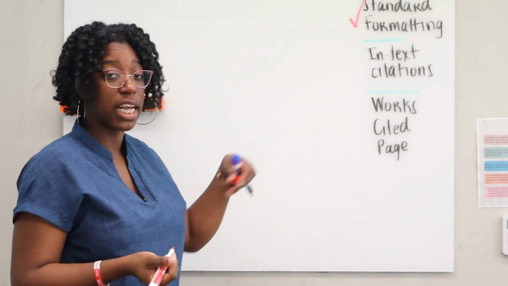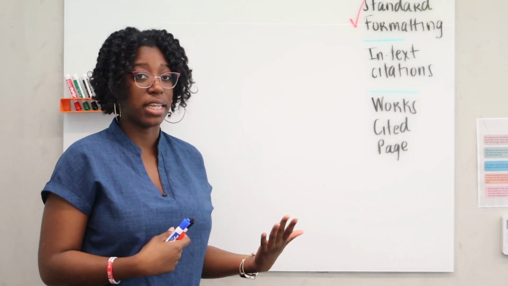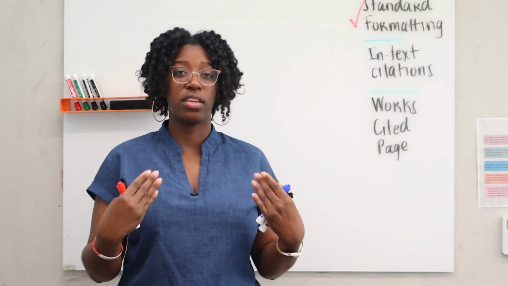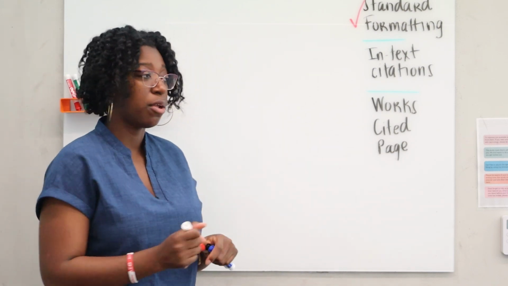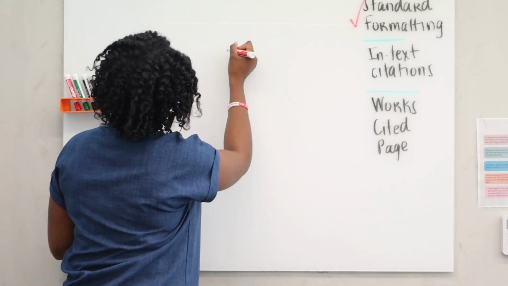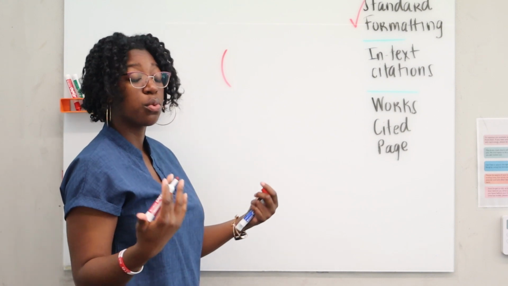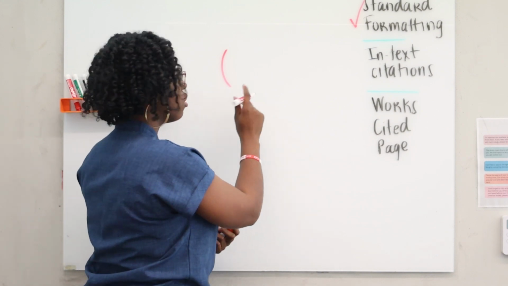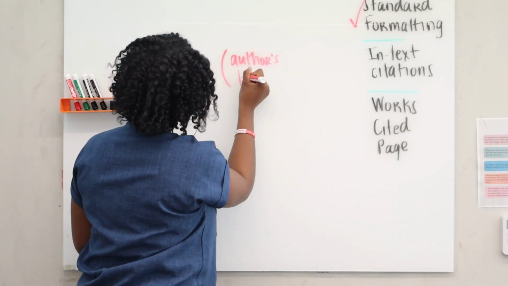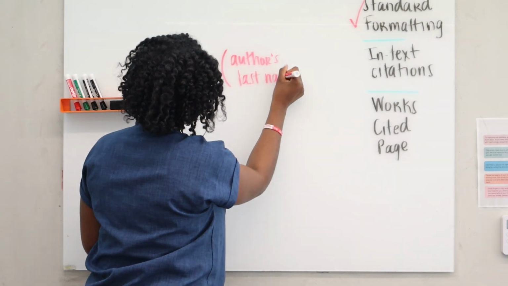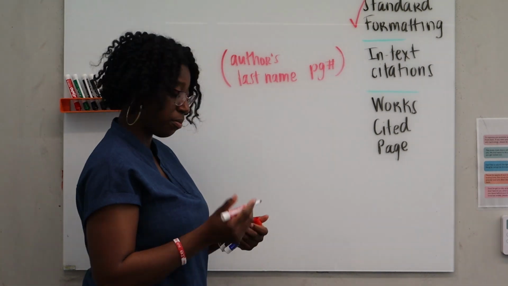Next, we're going to do in-text citations. So when you are citing a source, which you will be doing in this class, you want to make sure that you are always giving the author proper credit for what you are citing. The way we do that is after you have written or quoted the source, in parentheses, you're going to put the author's last name and the page number, and then you're going to close parentheses.